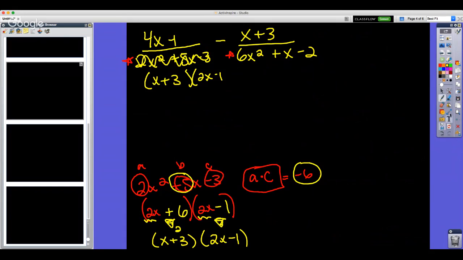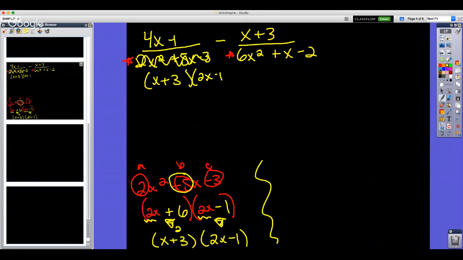Now, just to make sure that we get this, because I know that was a little tougher, let's set up the room over here on this side to actually do the second one. So we're going to bring 6x squared plus x minus 2, and I'm sorry, not set it equal to 0. We're going to factor this. So what's the A times C?